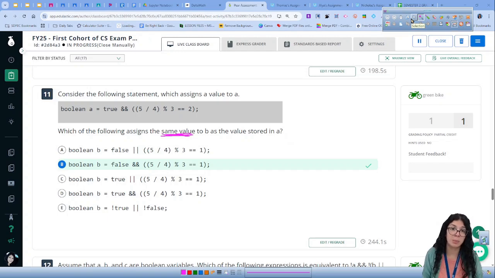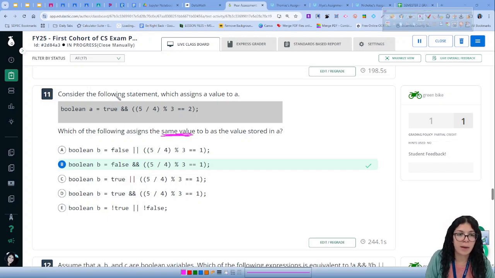So since A is a Boolean, A is either going to have a true or a false. So we just have to determine, is A true or false? If it's true, then I will check which one of these is also true. Or alternatively, of course, it could be false. And then if it's false, then I would check which one of these is false, and that's the answer. So let's do that first. So we have here A equals true, and then inside of here we have something that we need to evaluate.